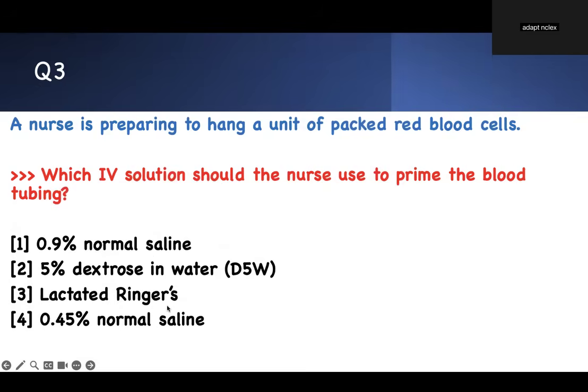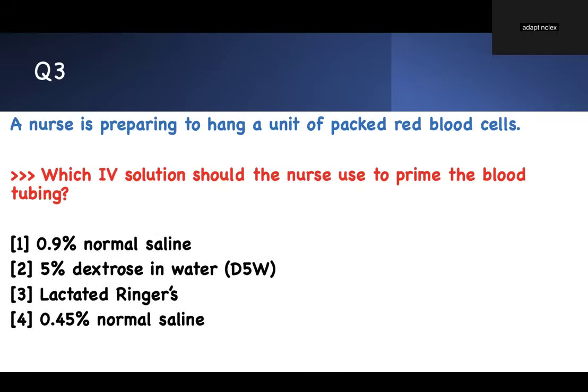And this is preparing to hang a unit of packed red blood cells. For each question, there is a concept I want you to take with you. If you're watching this video, for every question, write the concept down. That is the purpose of this video, to give you all the concepts so that you can use them, whatever question they ask you. I'm not saying this is what is going to show up on the NCLEX.